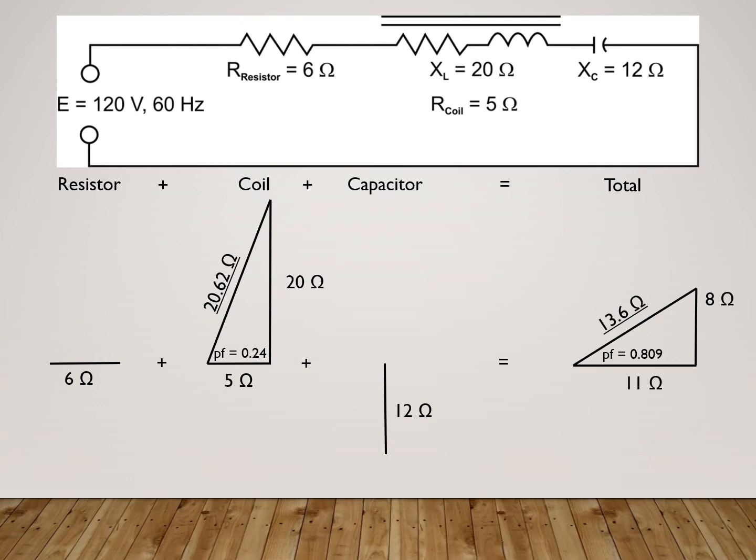So now that we know that resonant series circuits are not a good thing to have, let's look at more of a normal circuit that we're going to have. Here we have a resistor with a coil and a capacitor.